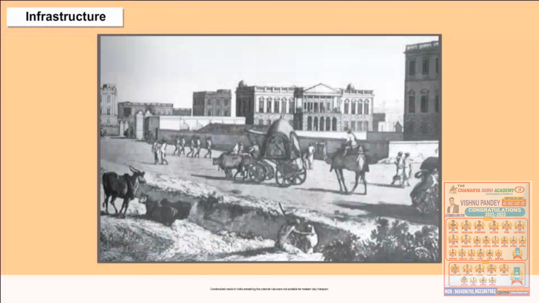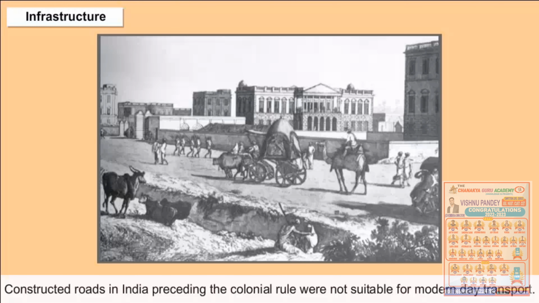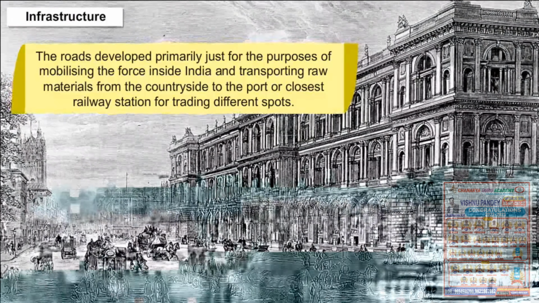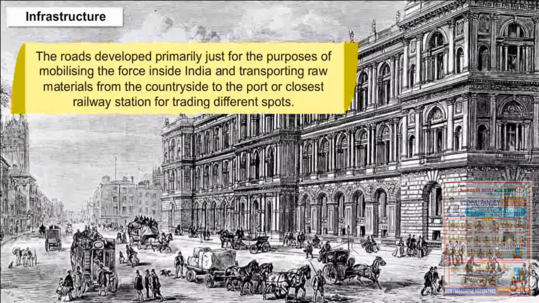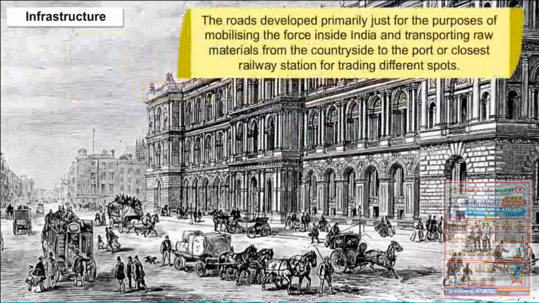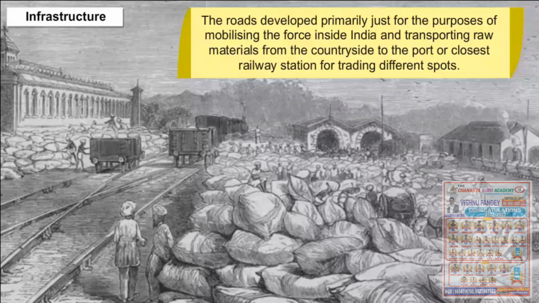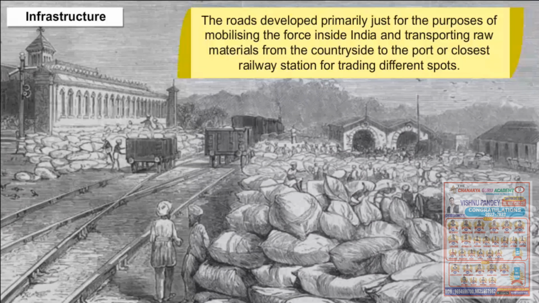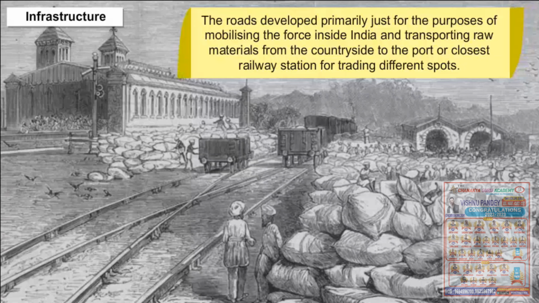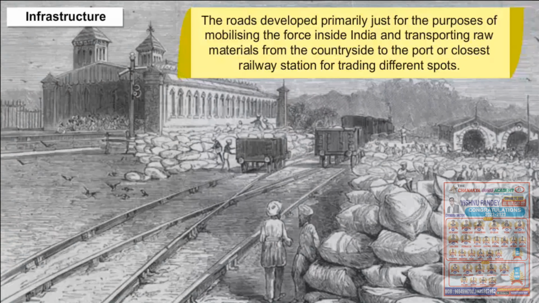Infrastructure. Roads constructed in India preceding the colonial rule were not suitable for modern-day transport. The roads were developed primarily for the purposes of mobilizing the army inside India and transporting raw materials from the countryside to the port or the closest railway station for trading in different places.